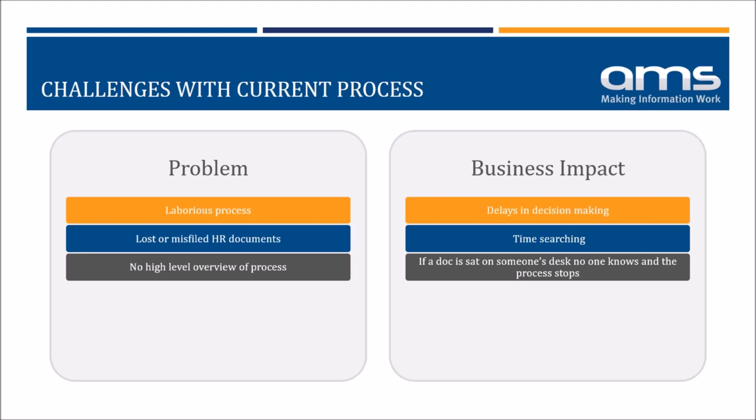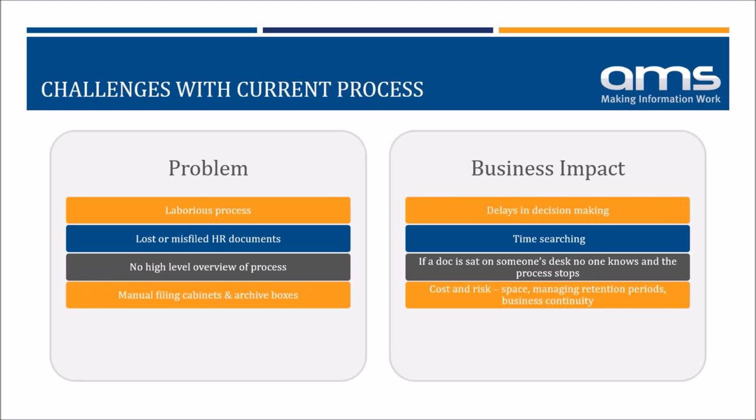Now, the impact, of course, is that you can create bottlenecks and delays in this process, and in worst-case scenarios, the process does stop completely. Manual filing cabinets and archive boxes. Now, you might think, well, there's not really any problems with this, and in some cases, you're right, there isn't, but there's two real problems that we come up against with this.